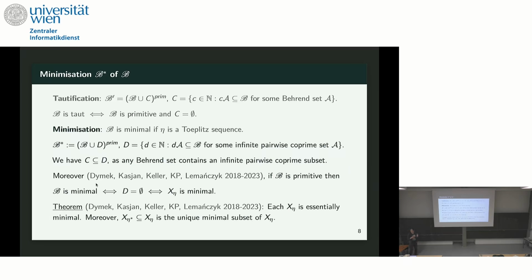There is more to this minimality business. Namely, it turns out that each B-free subshift is essentially minimal. And in fact, this unique minimal subset is again a B-free subset for a new B. For which B? Well, for this B star I have just defined for you. So there is a nice structure in there.